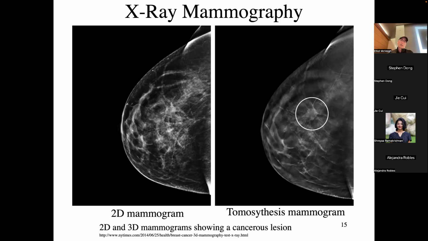This is checking for breast cancer in women. This is called a mammogram. It's usually recommended you get a mammogram at 40 or 45, somewhere around there. And this is the original mammogram, and you can see why it's really hard to read.